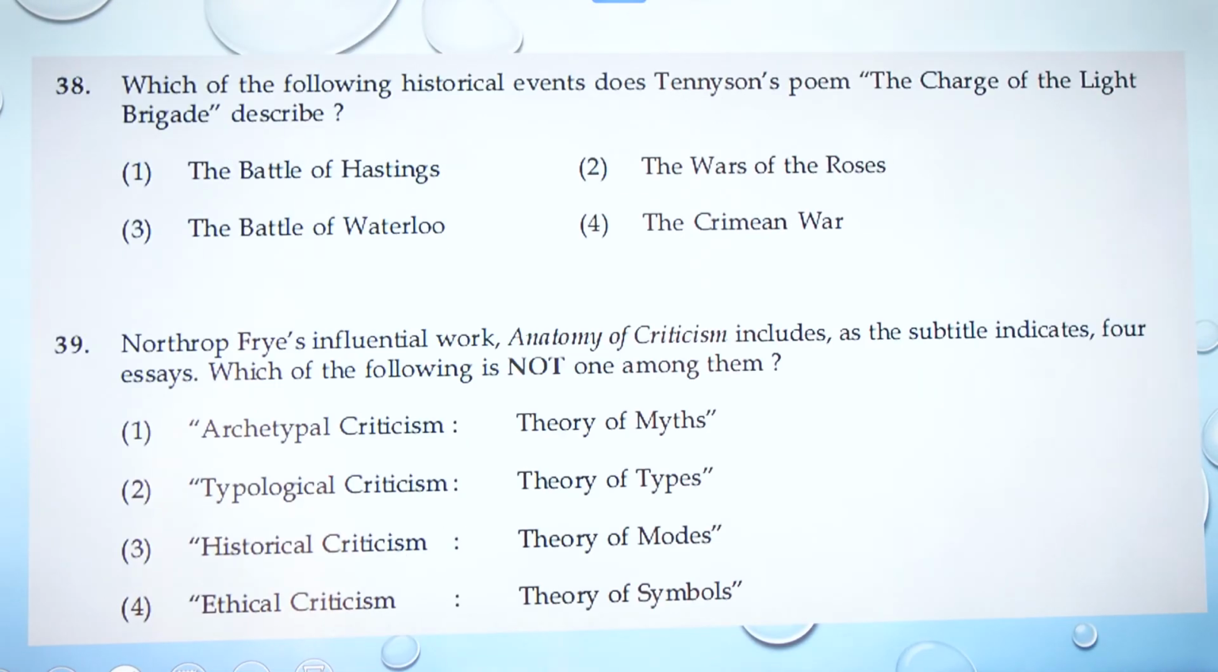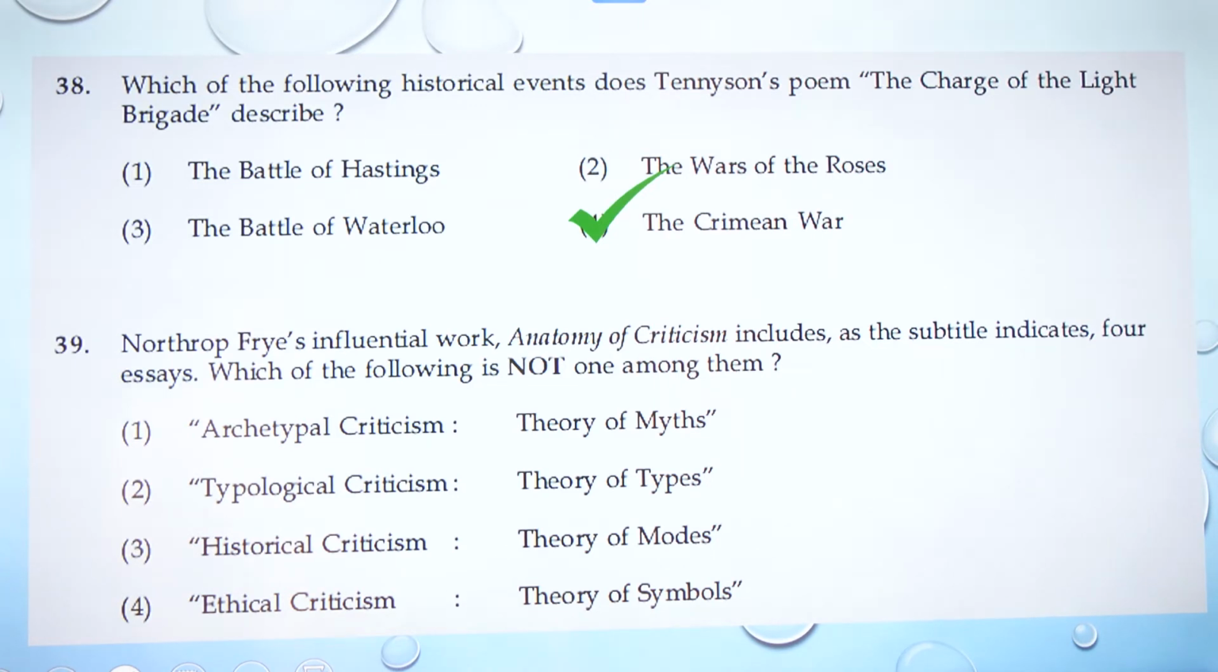38. Which of the following historical events does Tennyson's poem The Charge of the Light Brigade describe? 1. The Battle of Hastings. 2. The Wars of the Roses. 3. The Battle of Waterloo. 4. The Crimean War. And the correct option is number 4, the Crimean War.